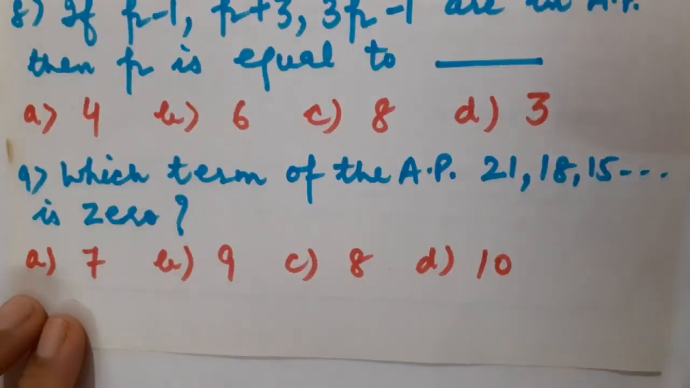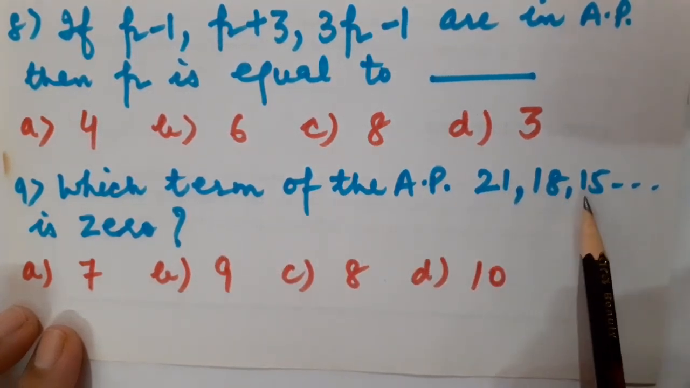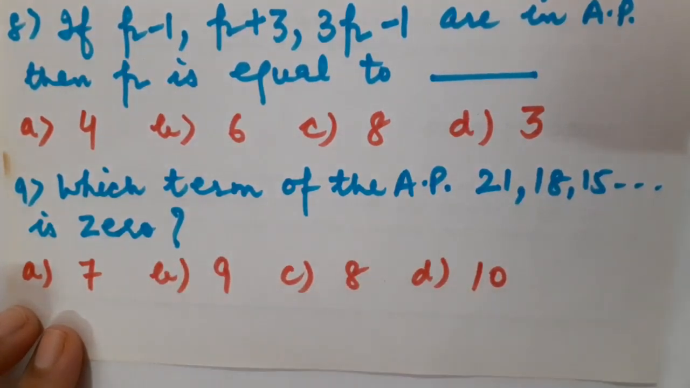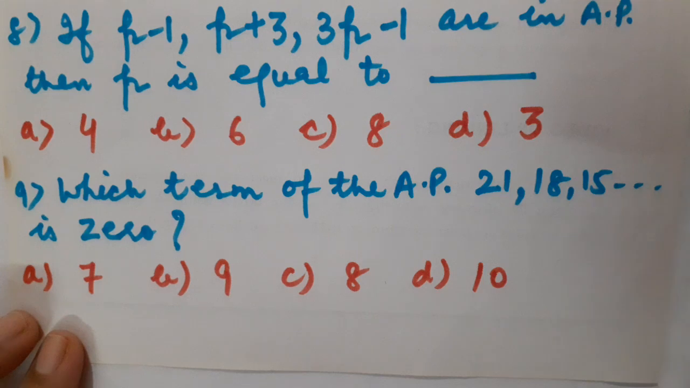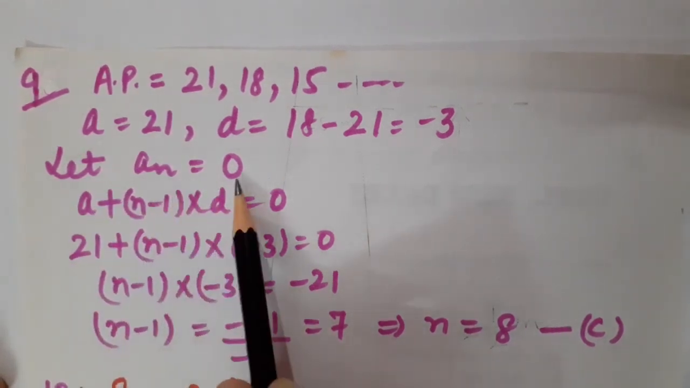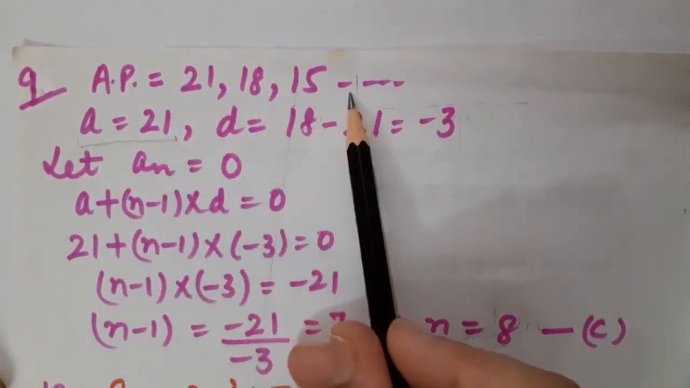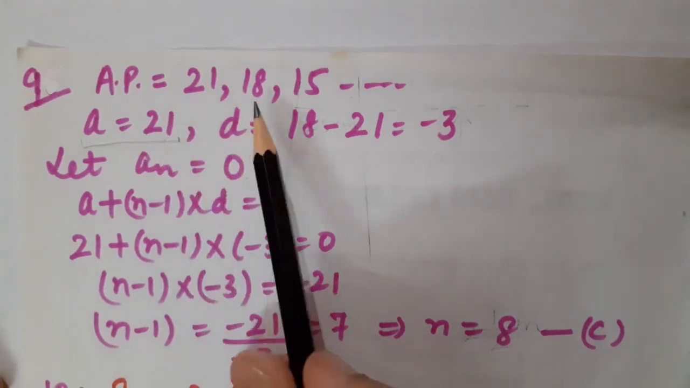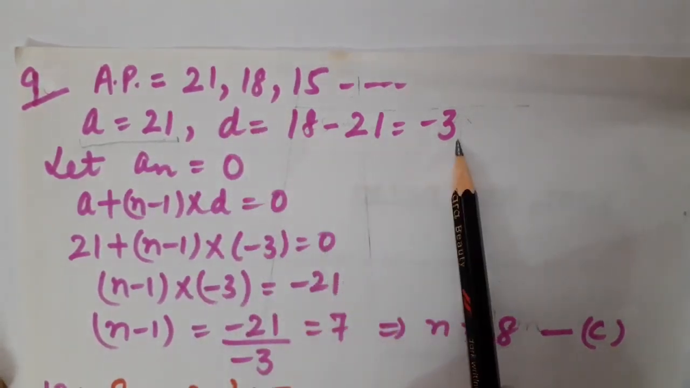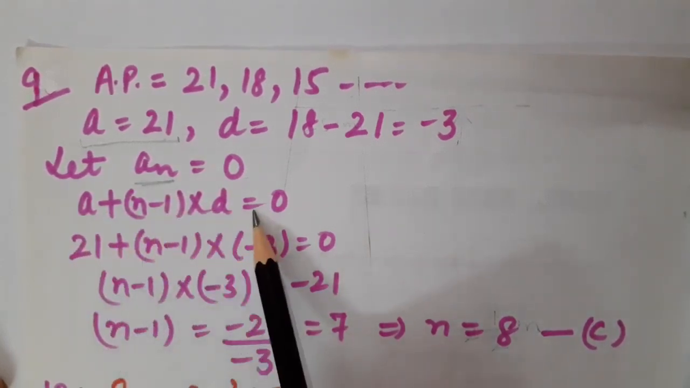Fine. Now children, the 9th MCQ is, which term of the AP 21, 18, 15 is 0? So as I explained to you, whenever it is asked which term is 0, you always have to let the nth term be 0. So let the nth term, that is an, be equal to 0. But before that we have to calculate a, as the AP series is given. So a is equal to 21 and the common difference will be 18 minus 21, that is minus 3. Correct, students?